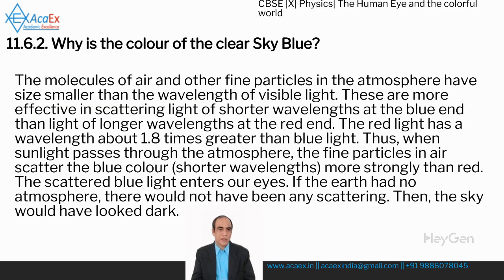The clear sky appears blue due to the scattering of sunlight by air molecules and fine particles, which are smaller than the wavelength of visible light. These particles scatter shorter wavelengths, like blue, more effectively than longer wavelengths, such as red. Without an atmosphere, the sky would appear dark, as no scattering would occur.